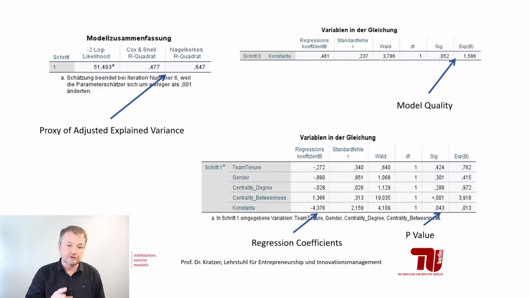You have the coefficients, you have the model quality, you have the explained variance. The explained variance here is only an approximation. So, thank you a lot. I hope that this extension from a normal regression towards multiple regression and logistic regression helps you to understand that.